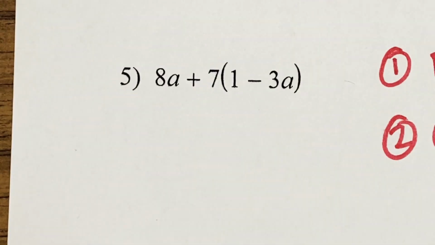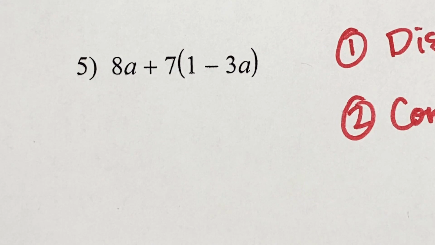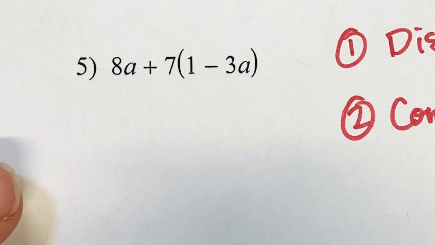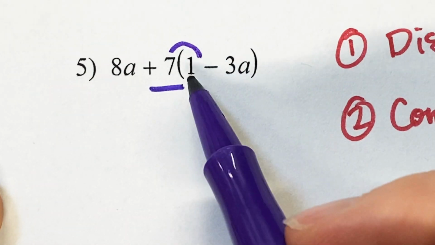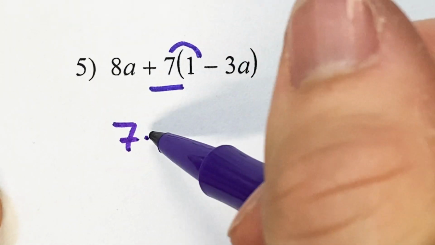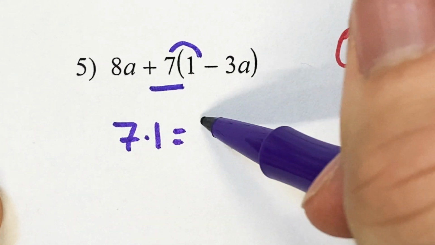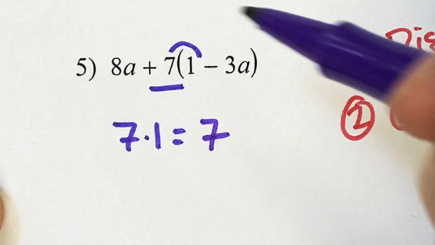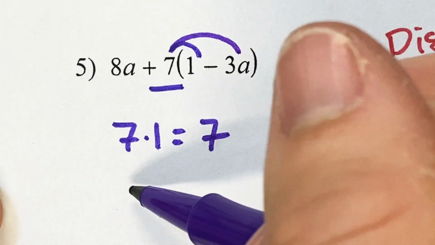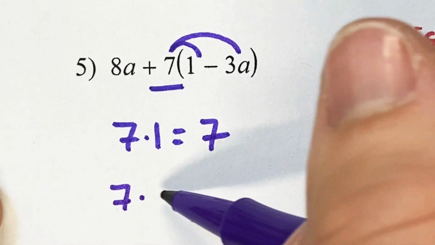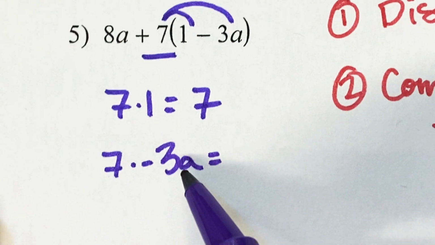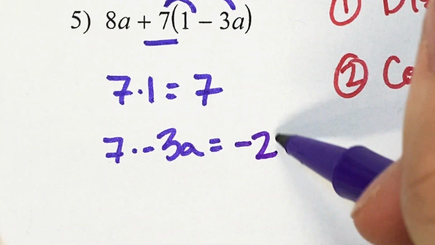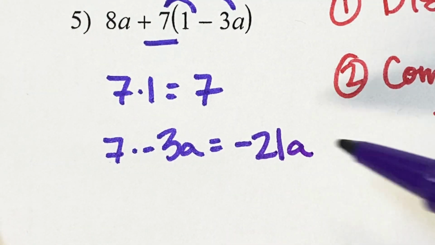So let's look back at our expression. What is the number that needs to be distributed? What is the number that's right in front of our parentheses? It's this +7. So that +7 needs to multiply to the 1. So 7 times 1 is going to give me 7. But then it also needs to distribute to this -3a. So 7 times -3a. 7 times -3 is going to give me -21. There was 1a, so -21a.